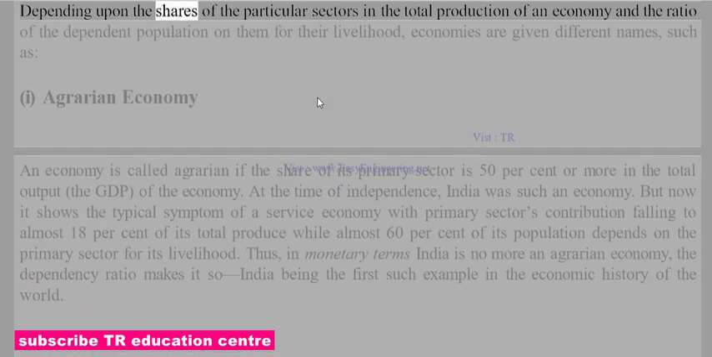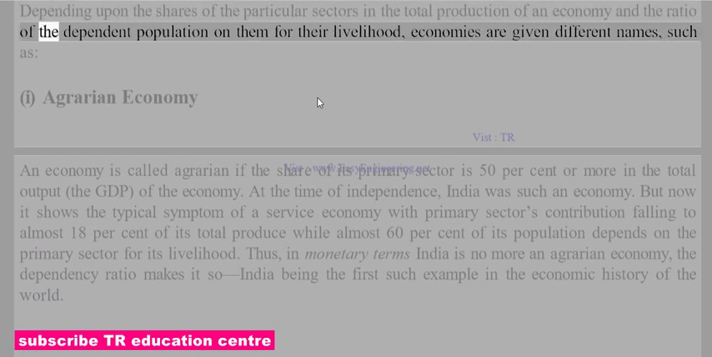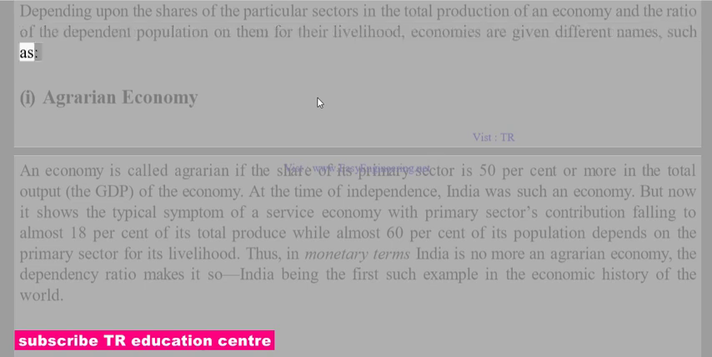Depending upon the shares of the particular sectors in the total production of an economy and the ratio of the dependent population on them for their livelihood, economies are given different names, such as agrarian economy.